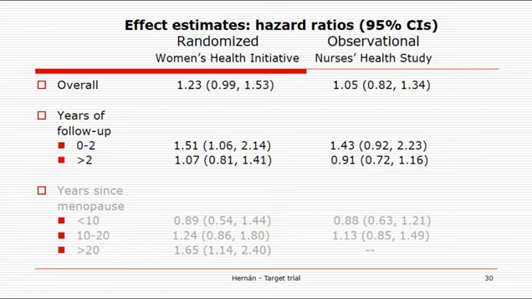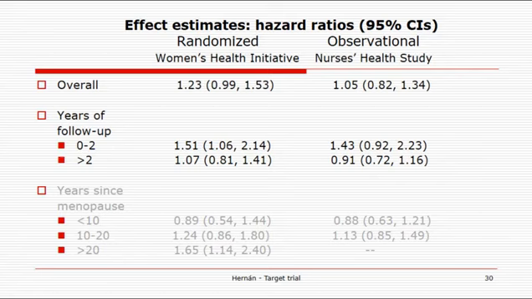So 0.7 or 1.05. In the first 2 years of follow-up, the trial had a hazard ratio of 1.5. We found a hazard ratio of 1.4. You can see that the confidence intervals are wide, both for the trial and for the observational study. In fact, they are equally wide. But you also see that by looking at these results, there are no shocking discrepancies between the observational study and the randomized trial.